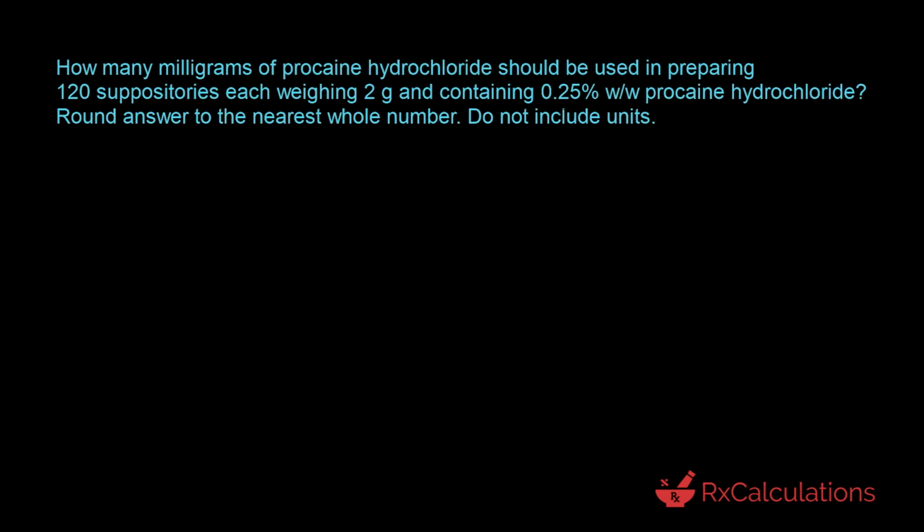So here in the question, we've been given the percentage strength, which is 0.25% weight by weight. So this is on a weight by weight basis, which means the solute is a solid and the total preparation is also a solid. We've also been given some quantity here, which is 2 grams, but that is for 1 suppository, and you have 120 suppositories that you need to prepare. So that implies that to get the total quantity, you need to multiply the 2 grams by the 120.